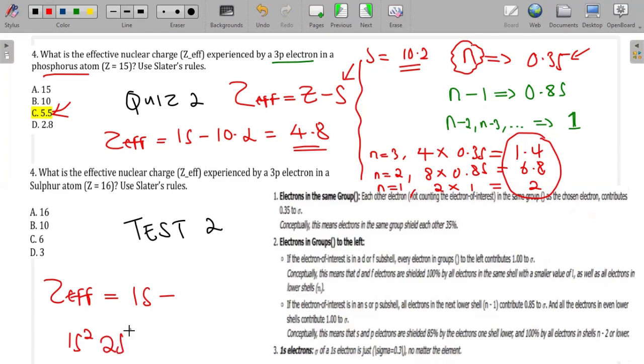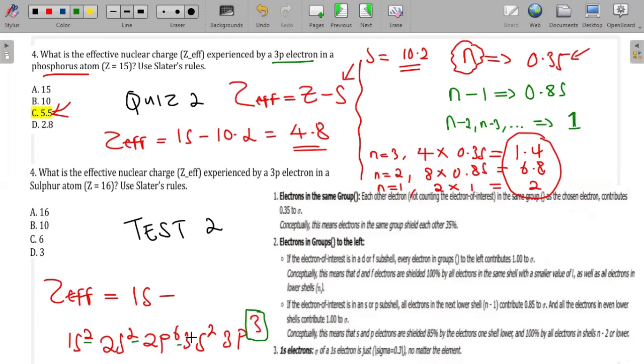Okay, 2s2, and then 2p6, 3s2, and then 3p3. Okay, so I was saying you subtract the nuclear charge minus the number of electrons that are not of interest. So our electron of interest will just be one of these. Okay, so if I add 2 plus 2, 4 plus 6, 10.